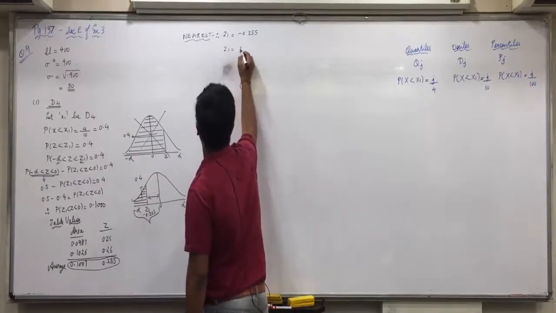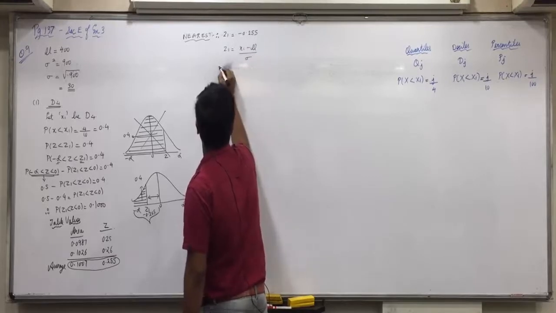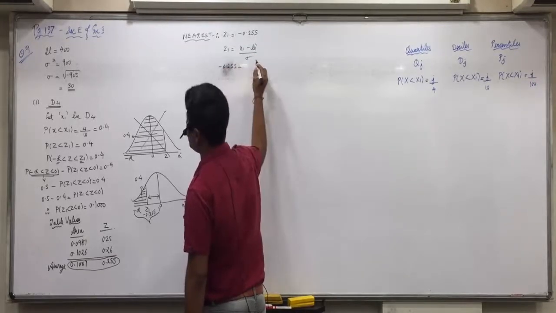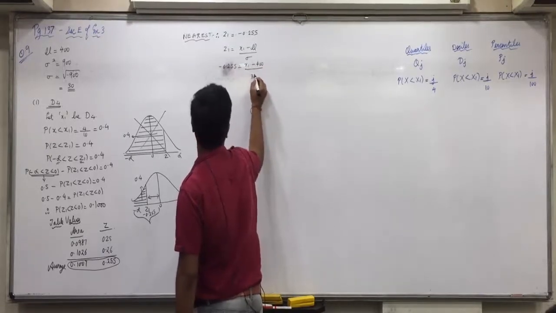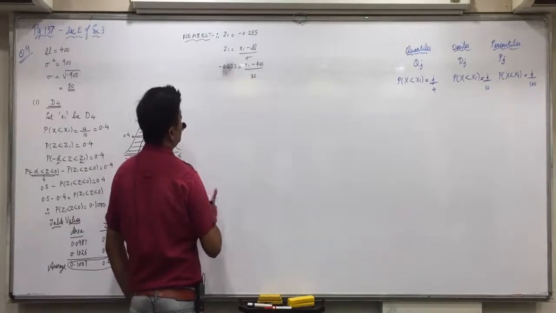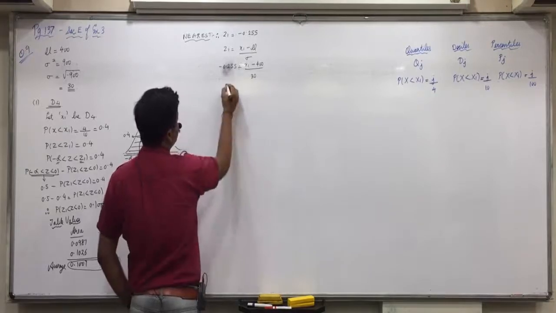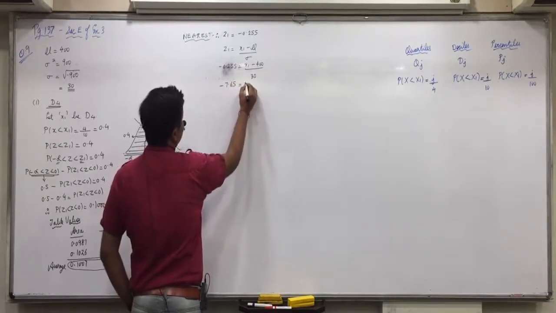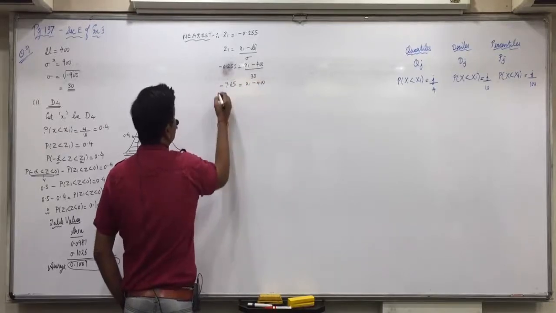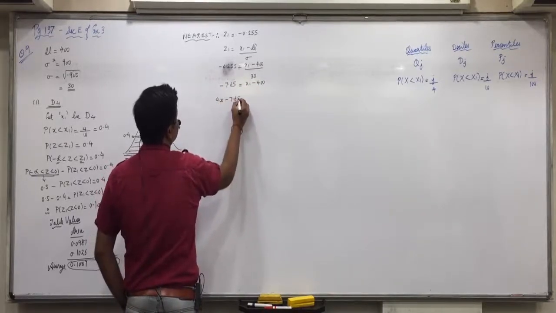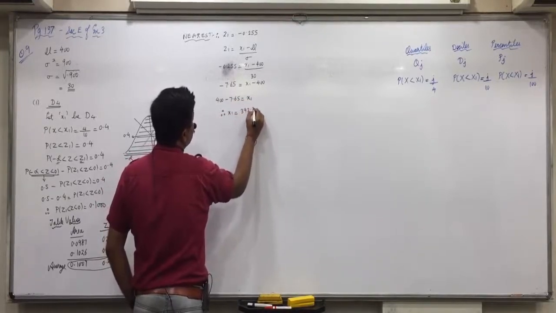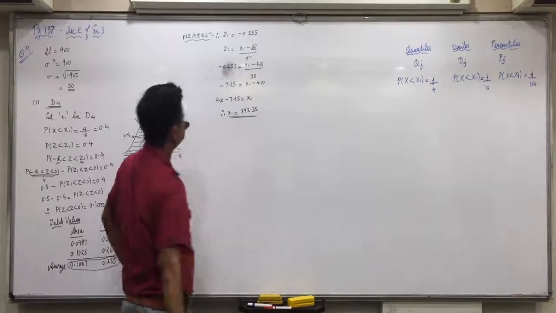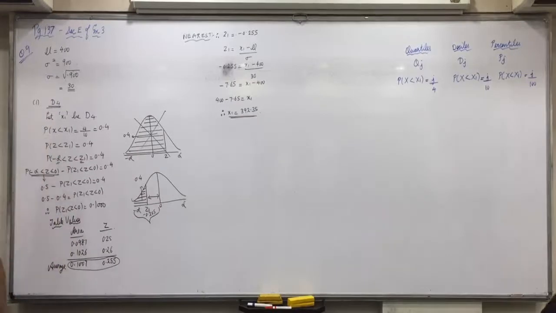Now Z1 is equal to (x1 minus mu) upon sigma. So minus 0.255 is equal to (x1 minus 400) upon 30. Minus 0.255 into 30 is minus 7.65. So minus 7.65 equals x1 minus 400. Minus 400 on the left side becomes plus. So x1 is 392.35. And x1 is D4. So the fourth decile is 392.35.